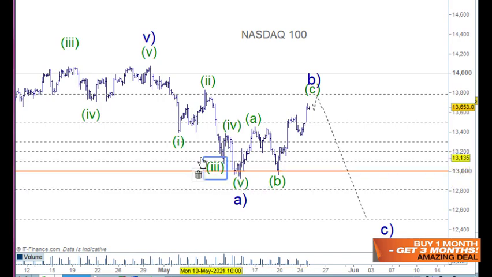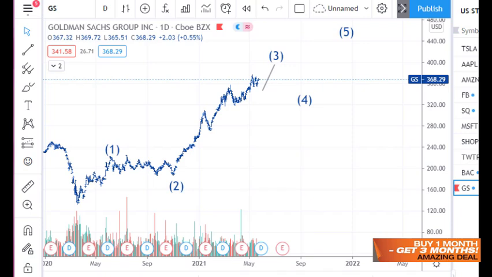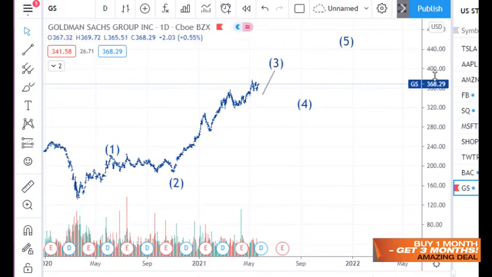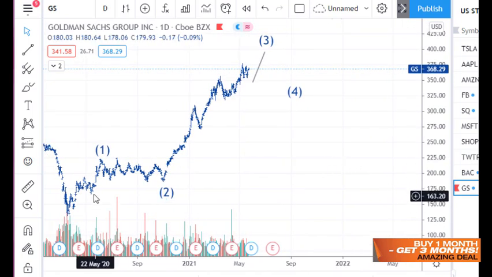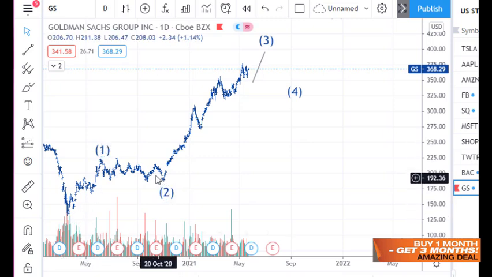So let's just move on to some stocks now. Just before we have a look at our regular stocks, I just thought we'd have a look at Goldman's and maybe the Bank of America, because you can quite clearly see in these cases that this is really the other side to the market in a way. So wave 1 and 2 here, and then moving up for the third wave is not quite finished yet.